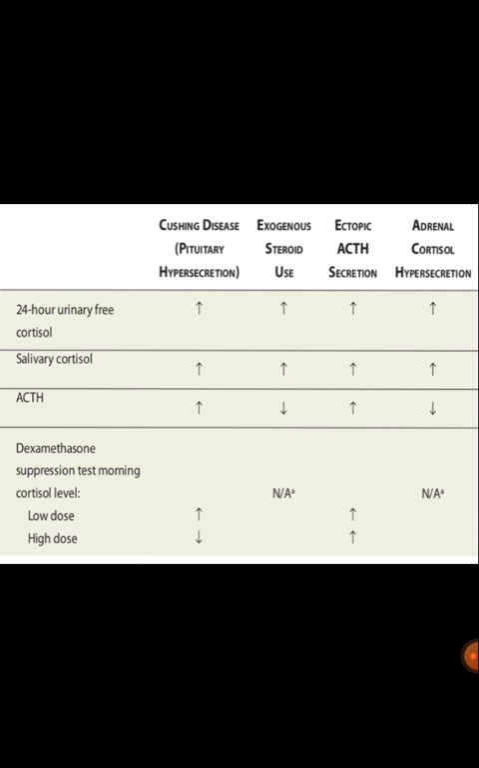Now this table shows two important things. First, ACTH, which is decreased in exogenous steroid use and adrenal cortical hypersecretion, and it is increased in ectopic ACTH secretion and Cushing's disease. The second thing is dexamethasone suppression test. In low dose dexamethasone suppression test, cortisol level is increased in both Cushing disease and ectopic ACTH secretion, but in high dose dexamethasone suppression test, cortisol level is low in Cushing's disease, whereas it is still elevated in ectopic ACTH secretion.